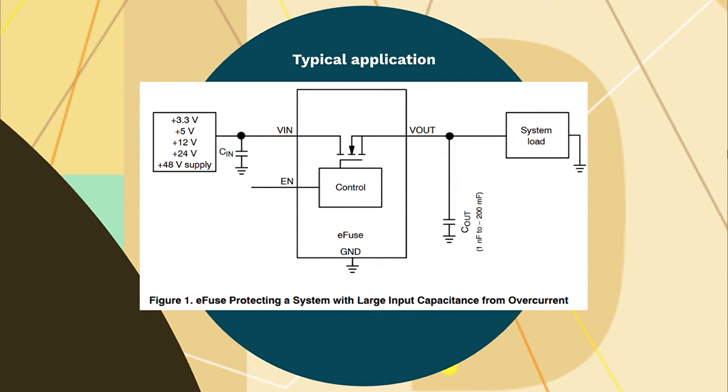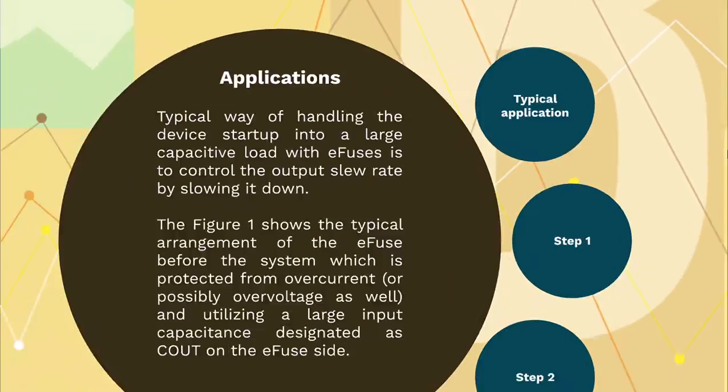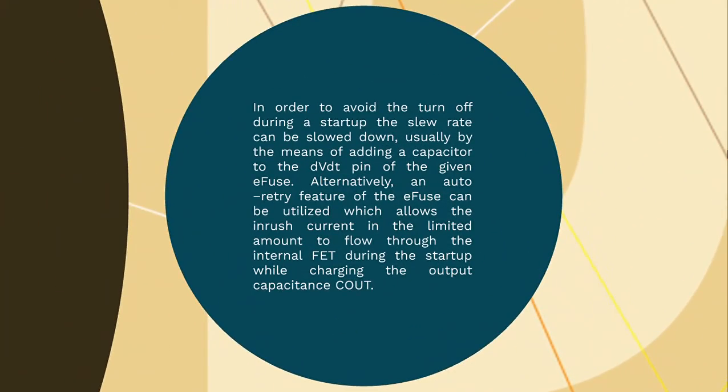Typical application: eFuse protecting a system with large input capacitance from overcurrent. Step 1. In order to avoid the turn off during a startup, the slew rate can be slowed down, usually by means of adding a capacitor to the dVdT pin of the given eFuse.